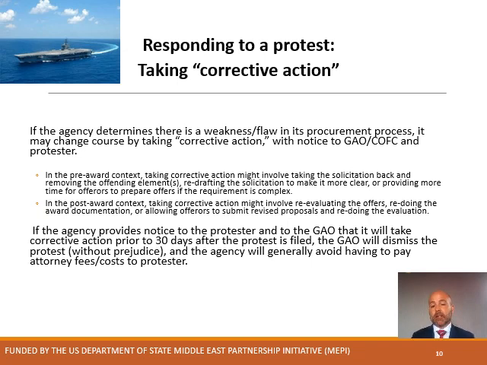If the agency provides notice to the protester and to the GAO that it will take corrective action prior to 30 days after the protest is filed, then the GAO will dismiss the protest without prejudice, and the agency will generally avoid having to pay any attorney's fees or costs to the protester.